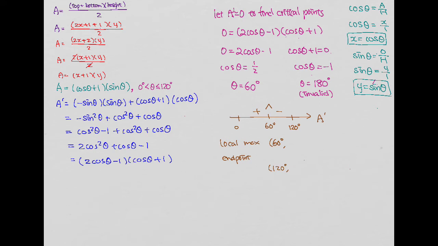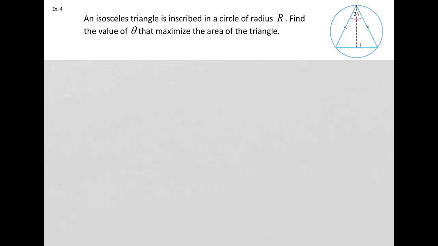Let's substitute those theta values into your A to find the area. So we will see the area will become root 3 over 4 for 60 degrees and root 3 over 4 for 120 degrees. So then we can say this is our absolute maximum and this is our absolute minimum. Therefore, the maximum area occurs when theta is 60 degrees.